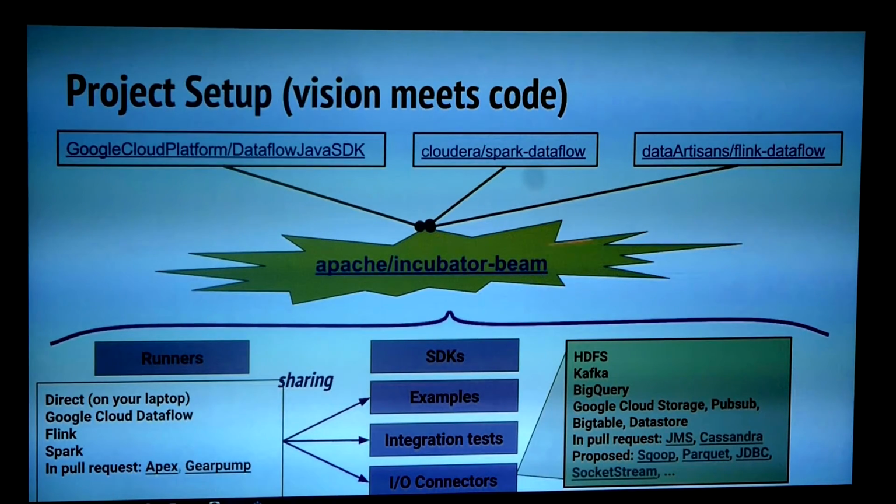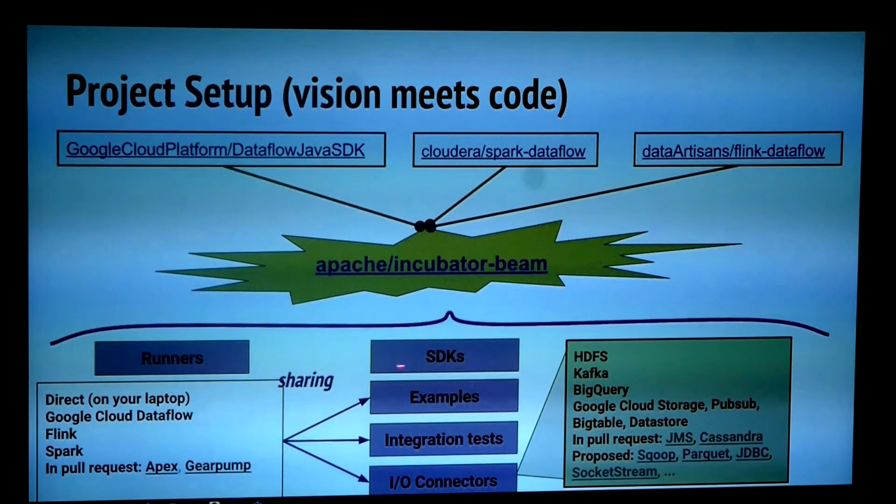And so now, in this repo, what we have evolving is an in-process runner, the original Dataflow runner, a Flink runner, and a Spark runner. And in the pull requests, we actually have an Apex runner and a Gearpump runner. So we're reviewing these, and we're going to bring them in as soon as we can.